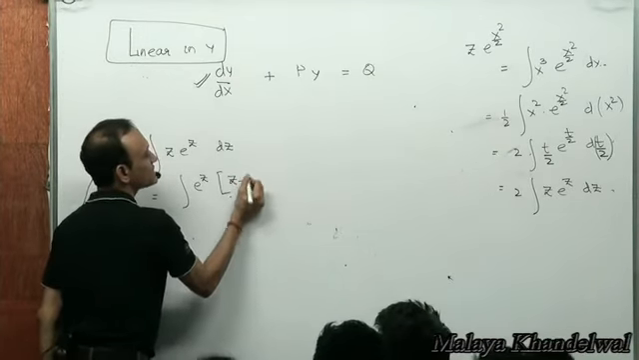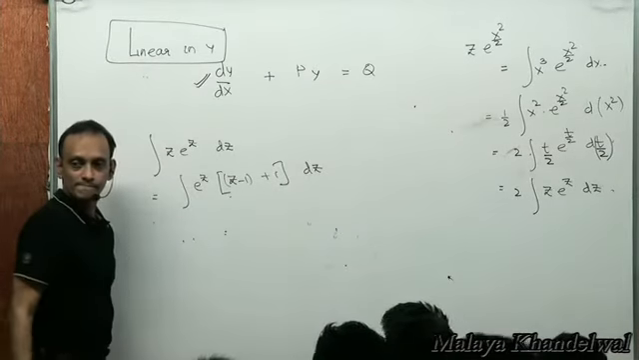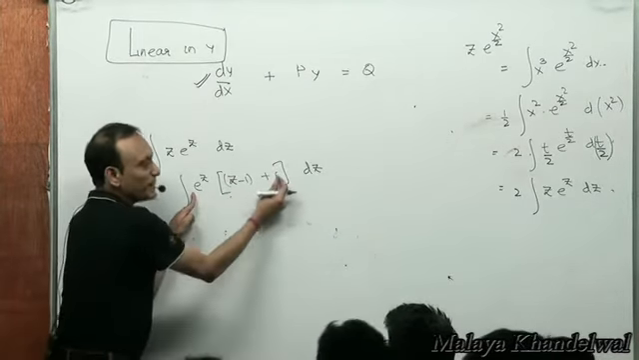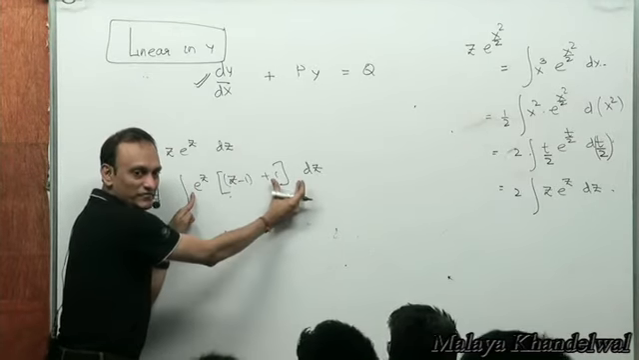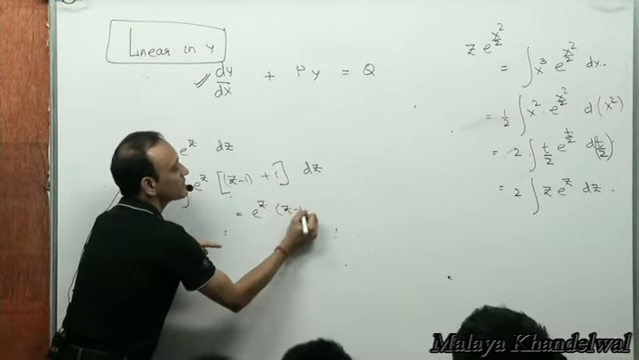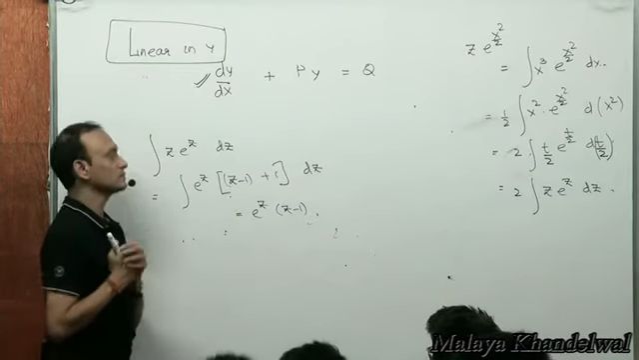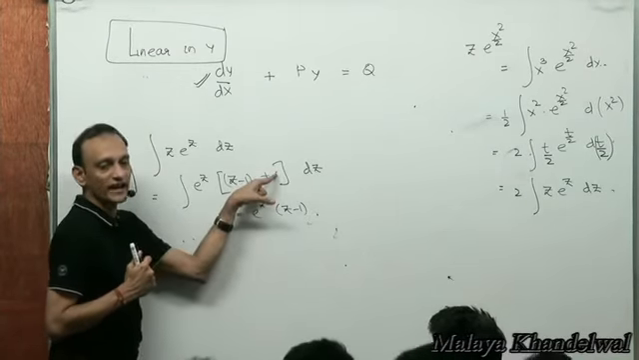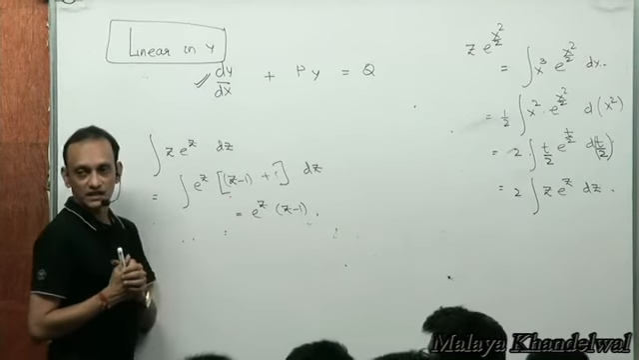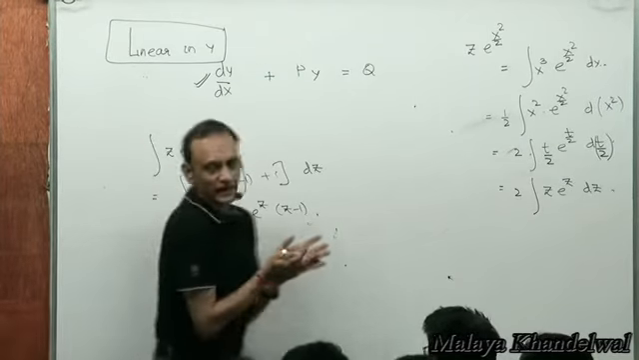I could have written this as z minus 1 plus 1 dz. So e power z into f z plus f dash z. Right? So this will be e power z into z minus 1. Yes or no? You could have done this. e power z f z plus f dash z, e power z f z. Right? So easy to integrate.